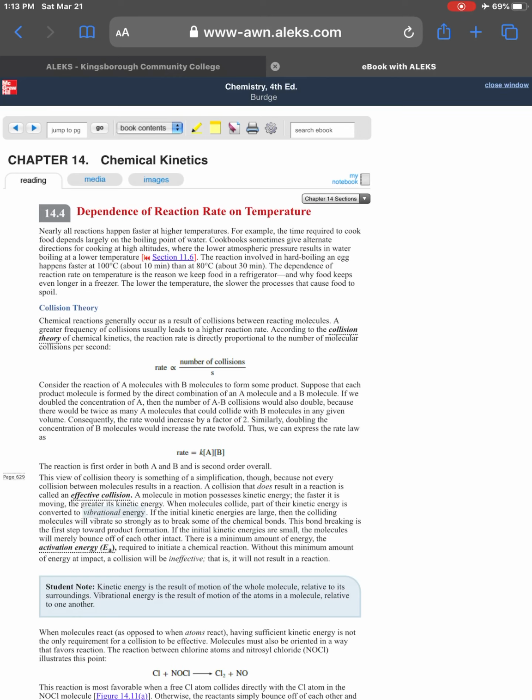The dependence of reaction rate on temperature is the reason that we keep food in a refrigerator and why food keeps even longer in a freezer. The lower the temperature, the slower the processes that cause food to spoil.